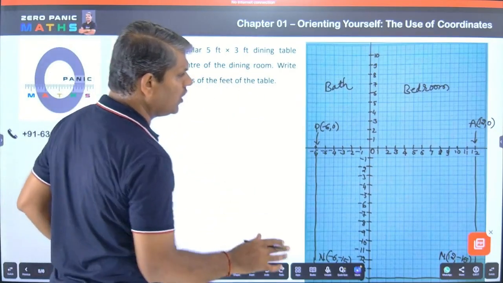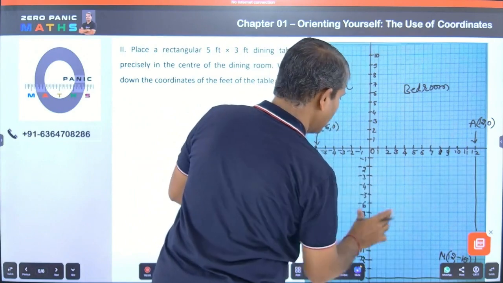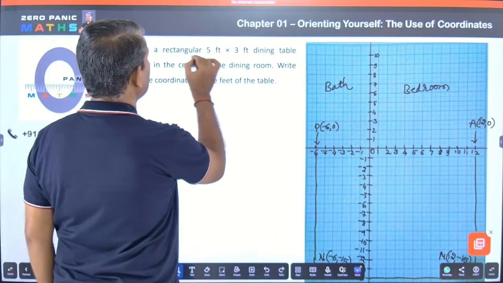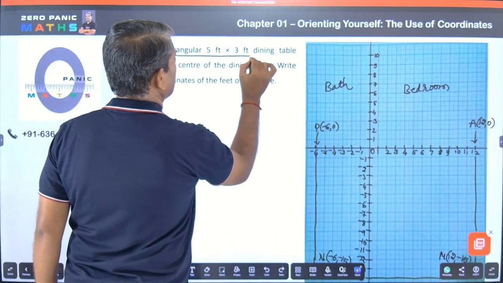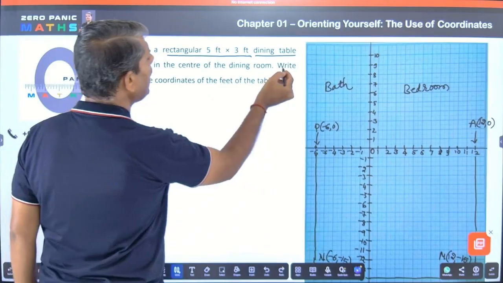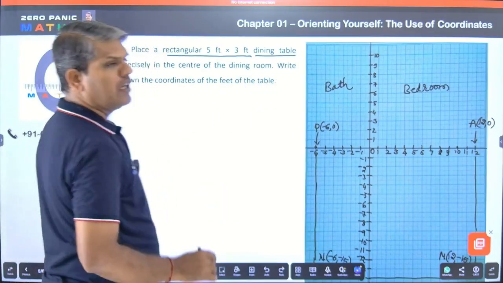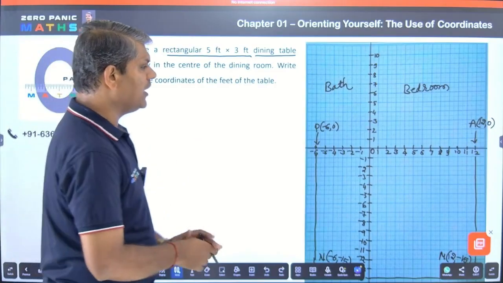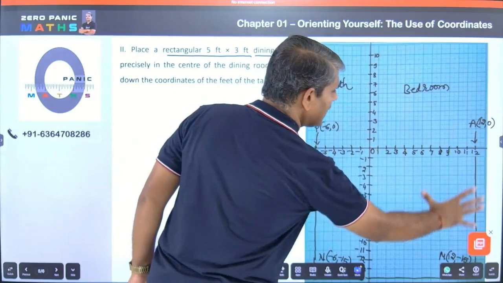So this is the dining room, and exactly in the center of the dining room they want to place that rectangular 5 feet by 3 feet dining table. We have to write the coordinates of the feet of the table. Now here you need to understand what is meant by exactly in the center.